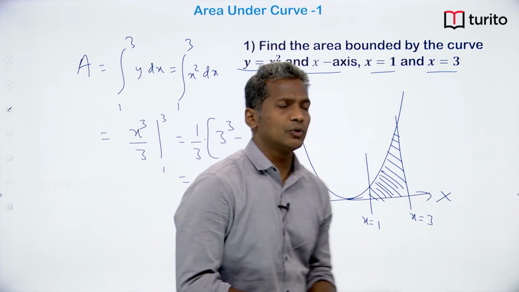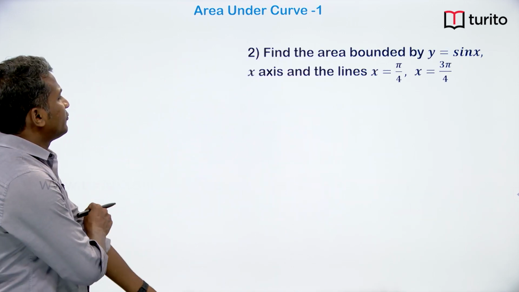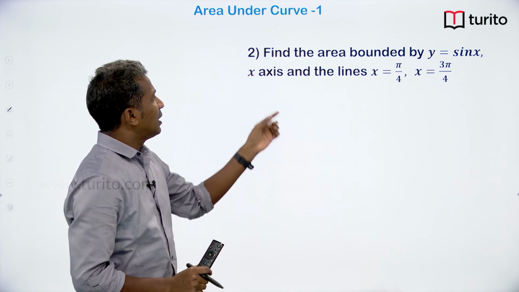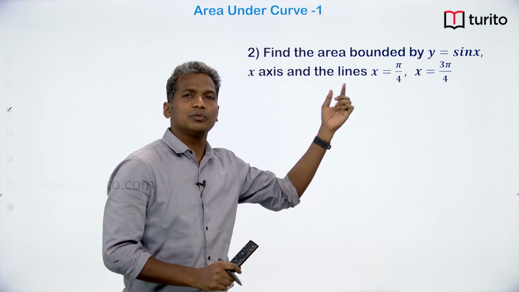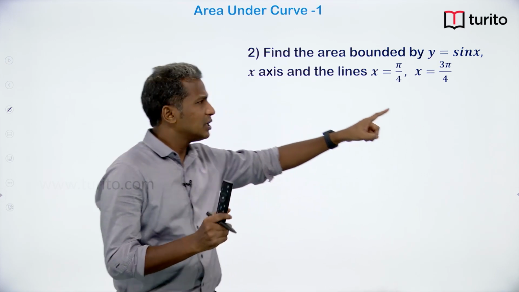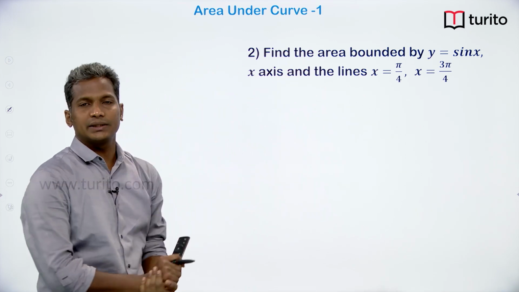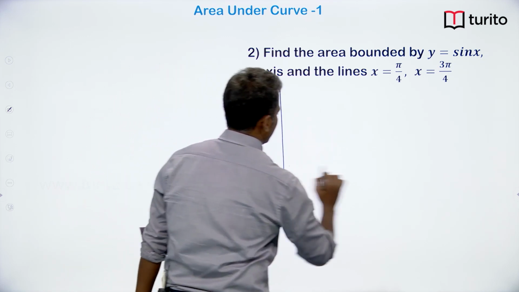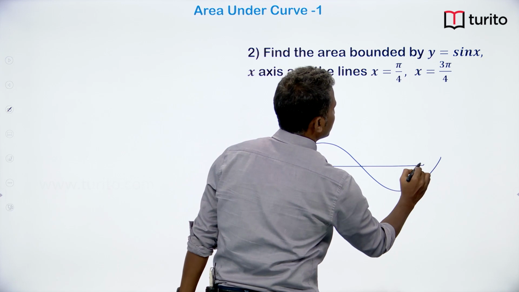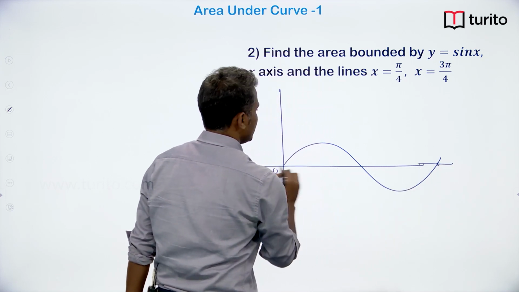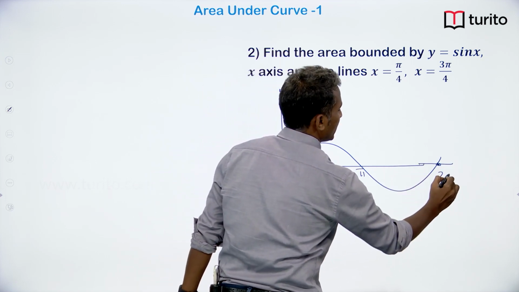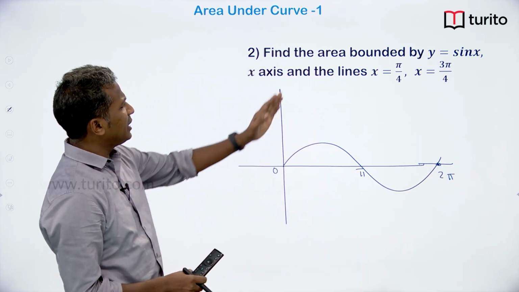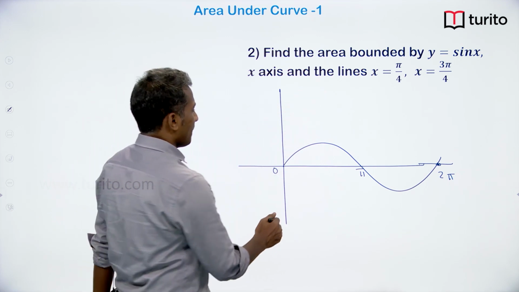Okay. Now, let us look at some more questions. Find the area bounded by y equal to sin x and between these two lines x equal to pi by 4, x equal to 3 pi by 4, but the area must be formed with the x axis. So, how do we do that? First draw the graph. So, here the graph of sin x is going to be somewhat like this. This is 0, this is pi, this is 2 pi, and we are interested in finding the area between pi by 4 and 3 pi by 4.